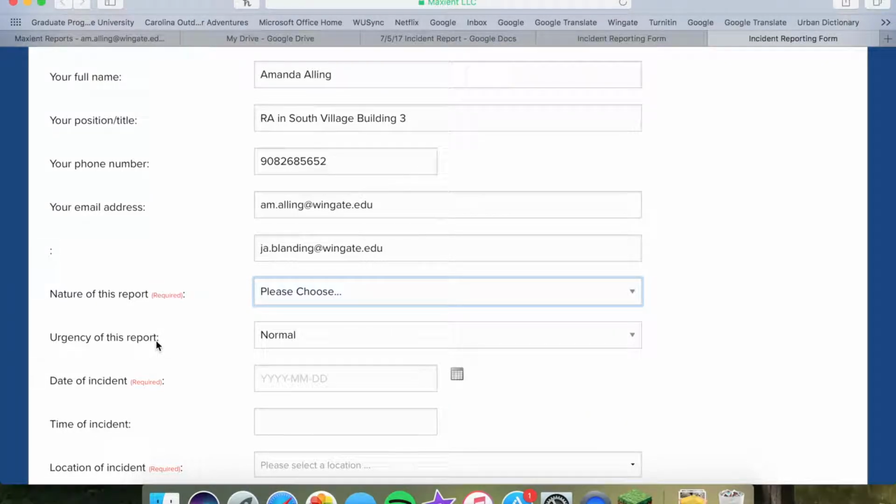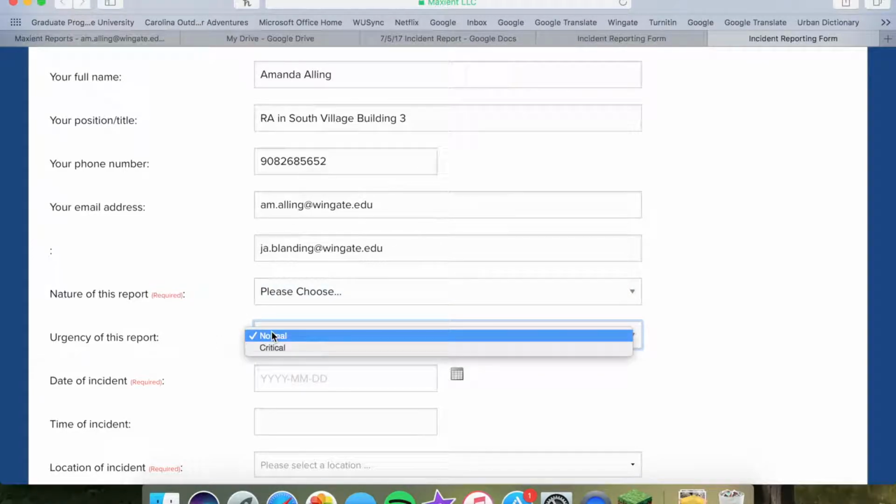In regards to the urgency of the report, there is either normal or critical to choose from. Since most of the reports are only informational, the urgency is usually just marked at normal. Say you are documenting a sexual misconduct case, the urgency will most likely be critical since a lot of these occurrences could be time sensitive.